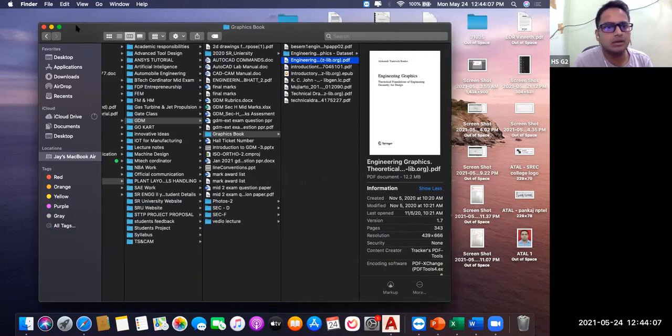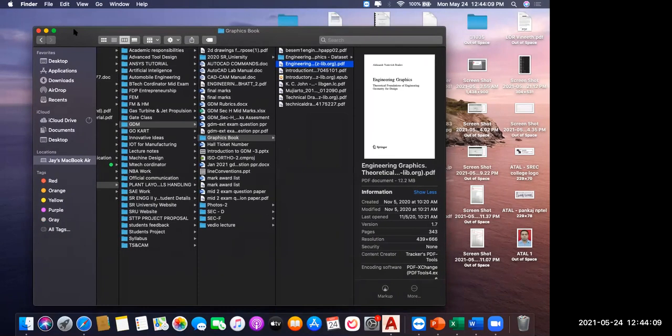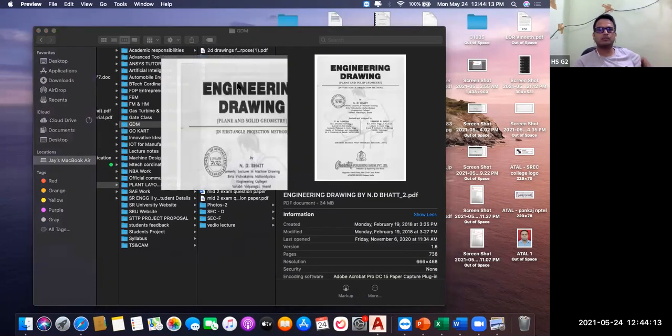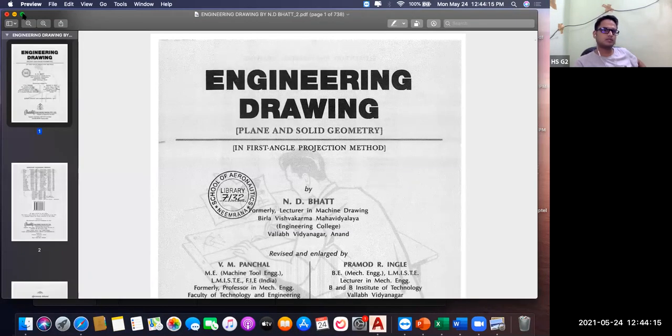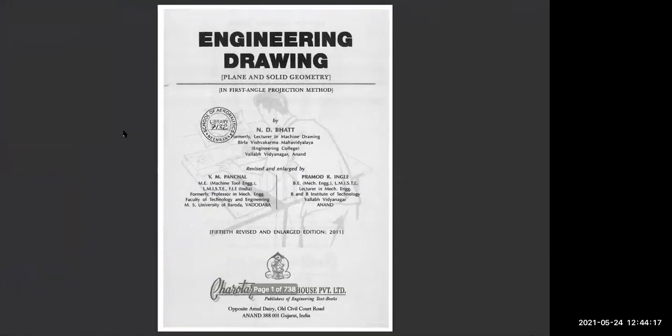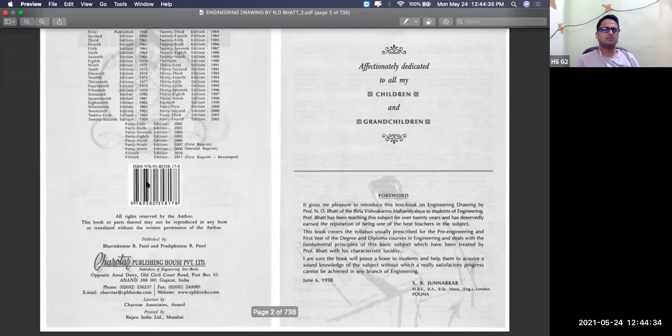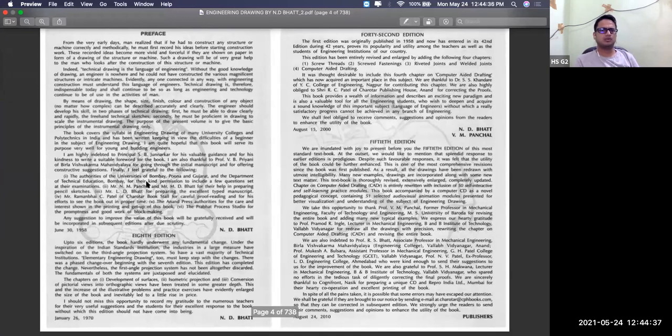Let me see where is that book. I would like to show you. Yeah, Engineering Drawing by Andy Bhatt. I hope this is visible to all of you. Yes, sir. This book is followed by each and every university in our country. All IITs, all NITs, they are following this book, Engineering Drawing by Andy Bhatt. This is also called the Bible of Engineering Drawing. All the information or concepts you can get in this book.